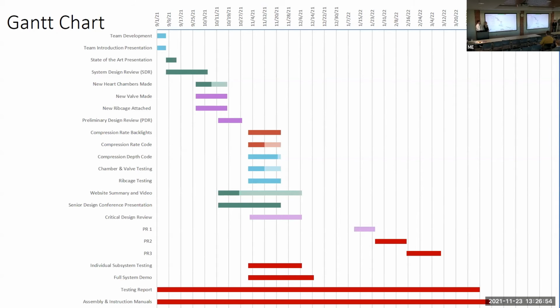And then here's our Gantt chart. So our project is a little unique. Our goal is to finish this by the end of the semester. Since we already had it kind of working already, we have a lot of the code already written. So the main thing that we still need to do is fix the leakage in the valves and get the water flowing correctly. And so that will bring us through the rest of the semester.